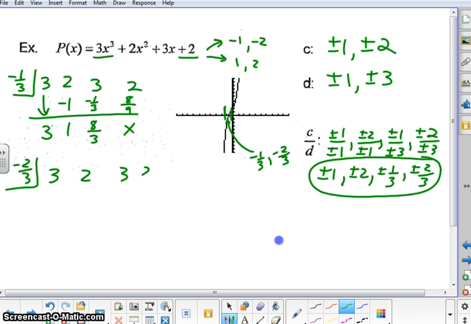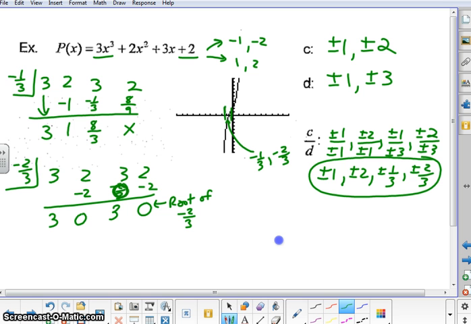So 3, 2, 3, 2. And then drop the 3, multiply, so you get -2, which added to 2 is 0. And then 0 times -2/3 is 0. And then we add that to 3 to get 3. And then if you multiply that you get -2, which then gives you 0. So what that means is that we have a root of -2/3.